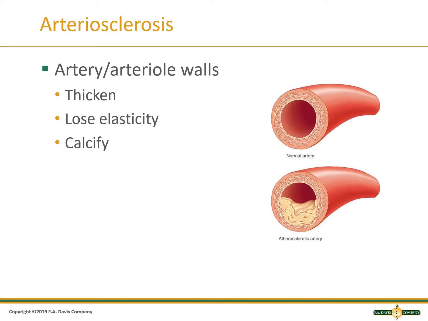The first condition that we will talk about is arteriosclerosis. Arteriosclerosis is a thickening, calcification, and loss of elasticity of the arteries. This is considered part of the aging process as the inner lining of the artery begins to lose elasticity and begins to weaken. Remember that the arteries are under very high pressure from the force of contraction.